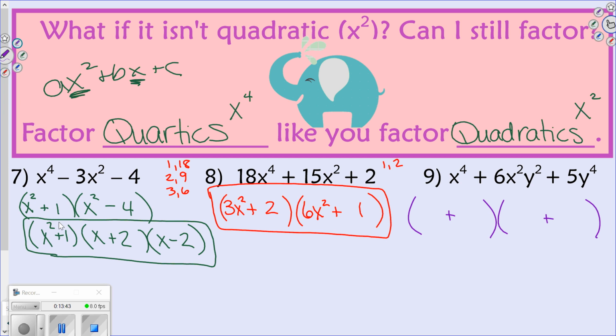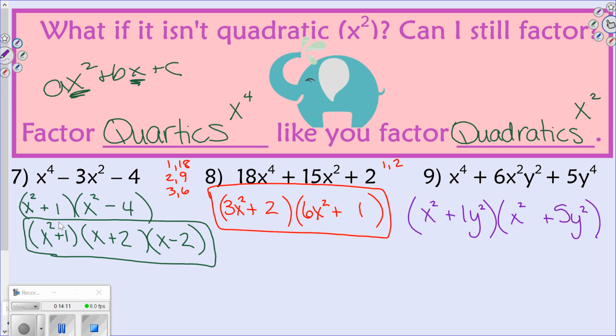Options for A. 1 and 1, so x squared and x squared. Options for C. Just 1 and 5, right? But what else is going to attach to the 1 and 5? A y squared. So 1 and 5, but that's got a y to the fourth, so it's going to be a y squared and a y squared. Same way the x to the fourth split apart, the y does the same thing. It just happens to be attached to the end.